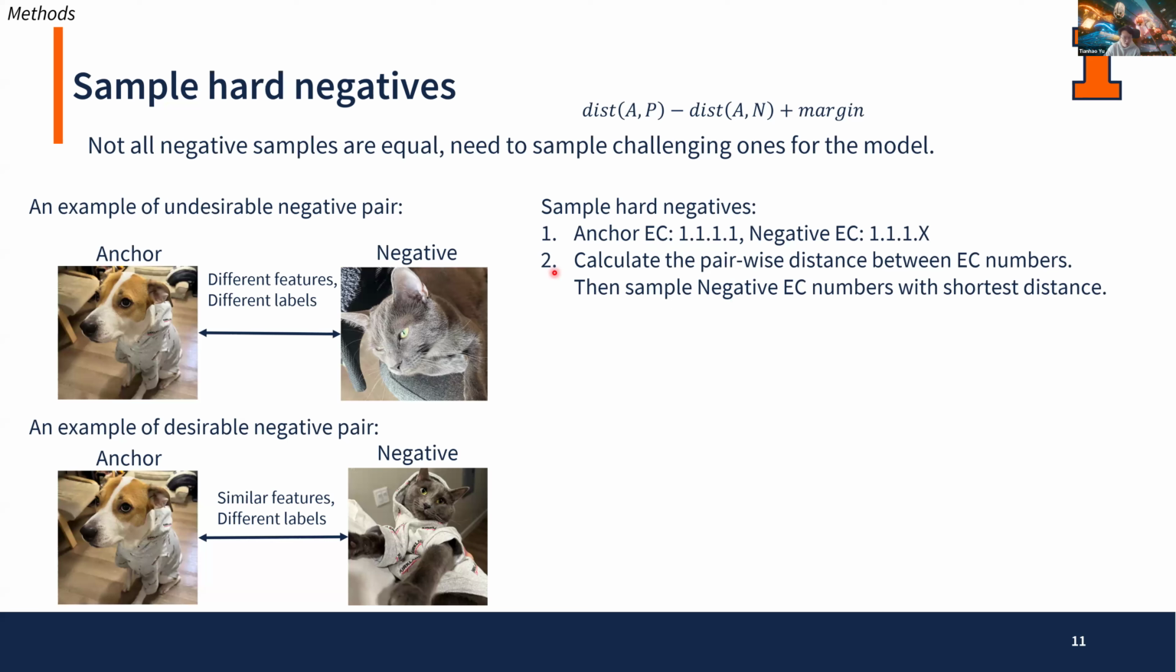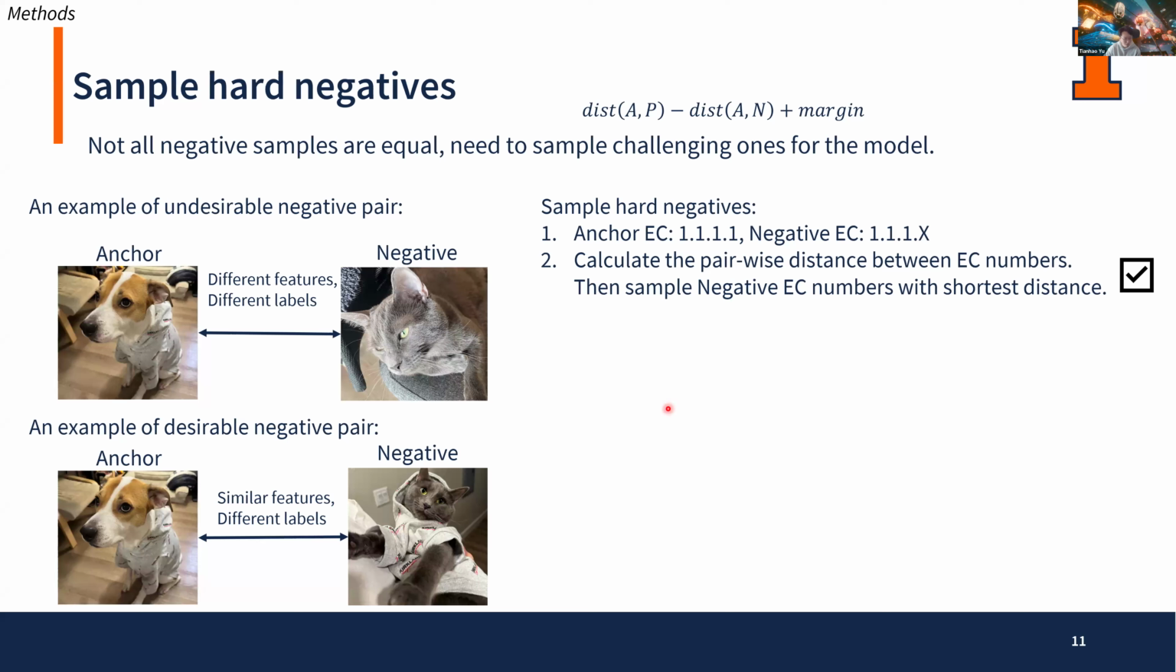The second strategy we tried is to brute-force calculate the pairwise distance between the EC numbers, and then from the embedding point of view, select the negative EC numbers with the shortest distance compared with the anchor EC number. In short, we tried both of these out, and the second one works a lot better than the first one. That could mean the embedding doesn't really agree with the EC number hierarchy. After all, the EC number is something artificial and human-defined. A tree-like structure does not occur naturally.